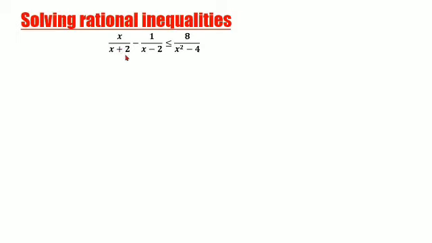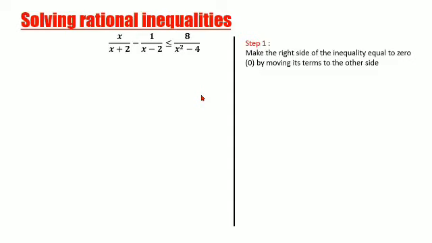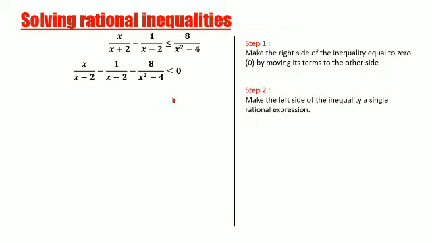Consider this next example here. x over x plus 2 minus 1 over x minus 2 is less than or equal to 8 over x squared minus 4. To solve this rational inequality, first, we need to make the right side of the inequality equal to 0 by moving this to the other side, just like this one. Observe that when we move this, the sign changes from positive to negative.